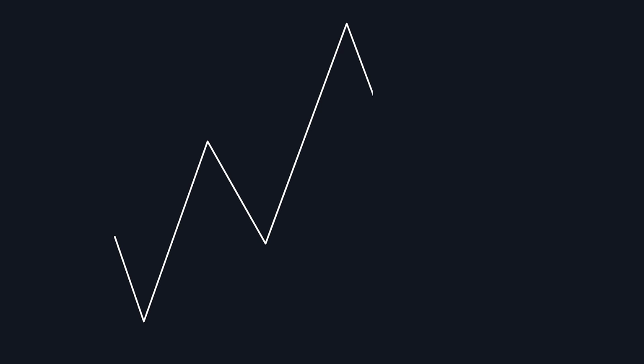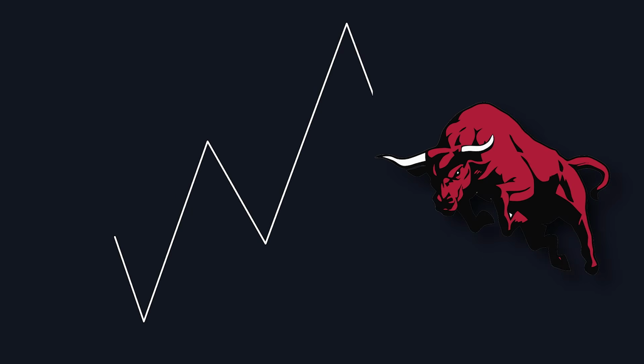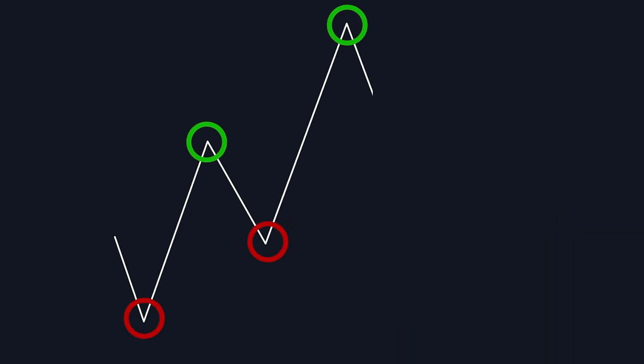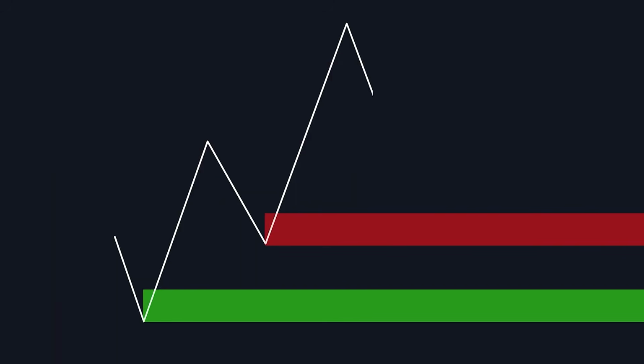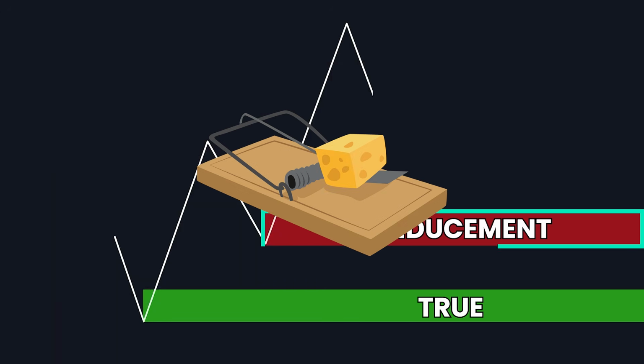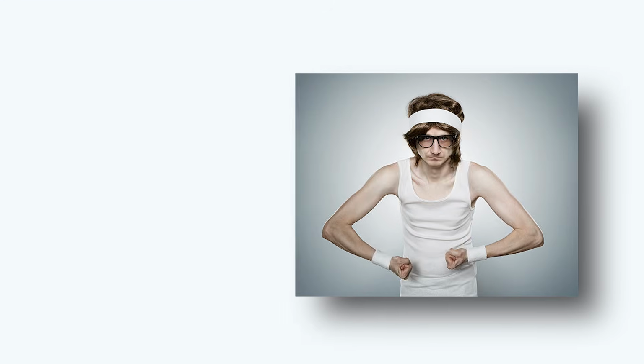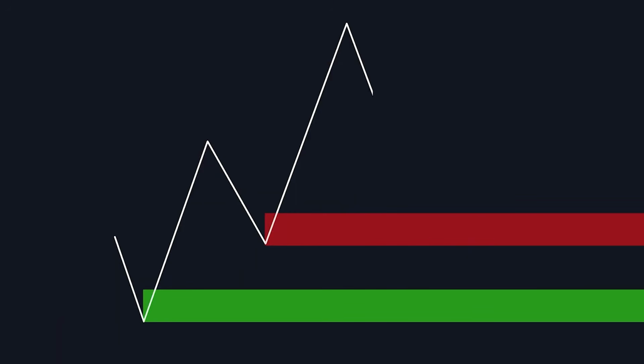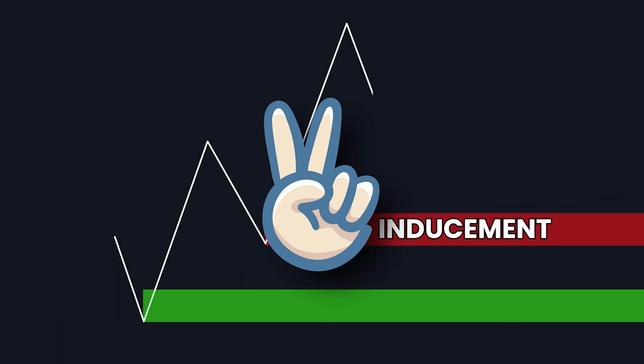When a chart is moving in a clear direction, let's say bullish, it creates higher highs and higher lows. During this movement, you'll typically see multiple potential zones to enter long positions. Among these zones, you'll have inducement zones and true zones. An inducement zone is exactly what it sounds like, a trap. It's an area that looks appealing to retail traders, but in reality, represents a weak zone that won't hold when tested. The key to identifying inducement zones comes down to two critical factors: liquidity and imbalance.